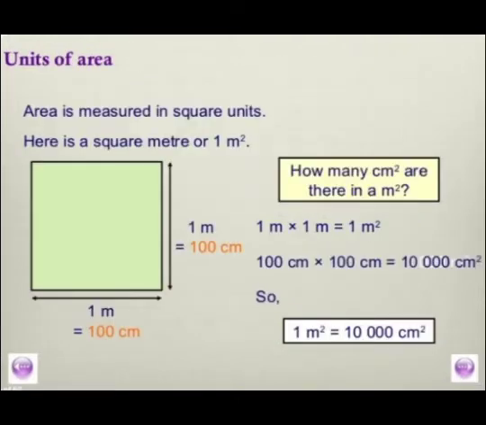Here is a sample of units of area. Area is measured in square units. Here is a square meter, or 1 meter squared. How many square centimeters are there in a square meter? 1 meter is equal to 100 centimeters. So 1 meter times 1 meter is equal to 1 meter squared. 100 cm times 100 cm is equal to 10,000 square centimeters. So 1 square meter is equal to 10,000 square centimeters.